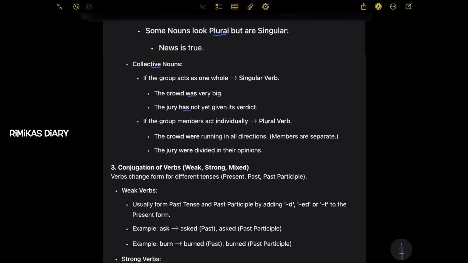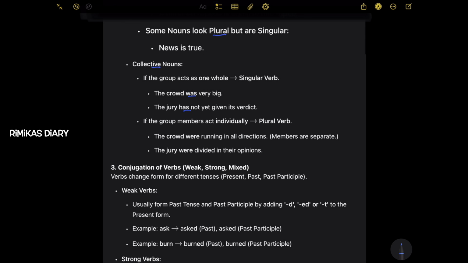Next, conjugation of verbs. So like weak, strong, mixed. Verbs change form for different tenses. So present, past, past participle. Weak verbs usually form past tense and past participle by adding d, ed, or t to the present form. Example, ask, asked. So it's past. Asked, past participle. Example, burn, burned. So it's past. Burned, past participle.